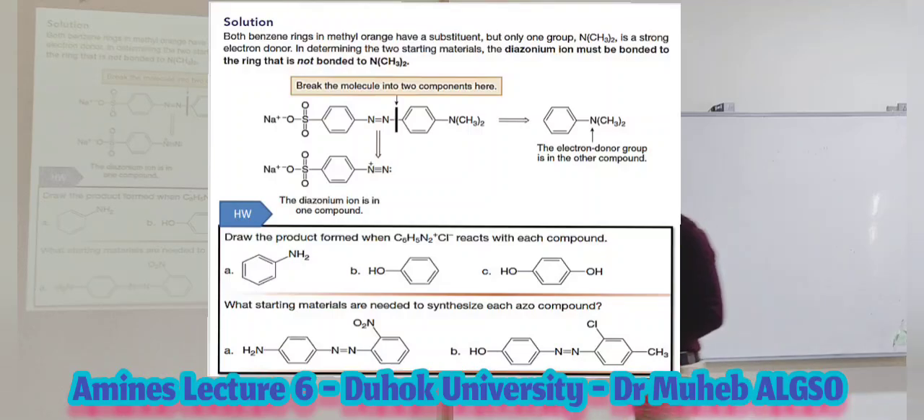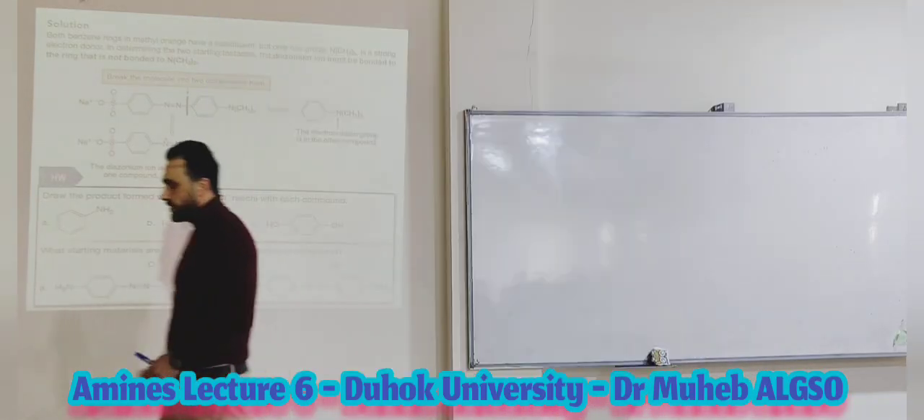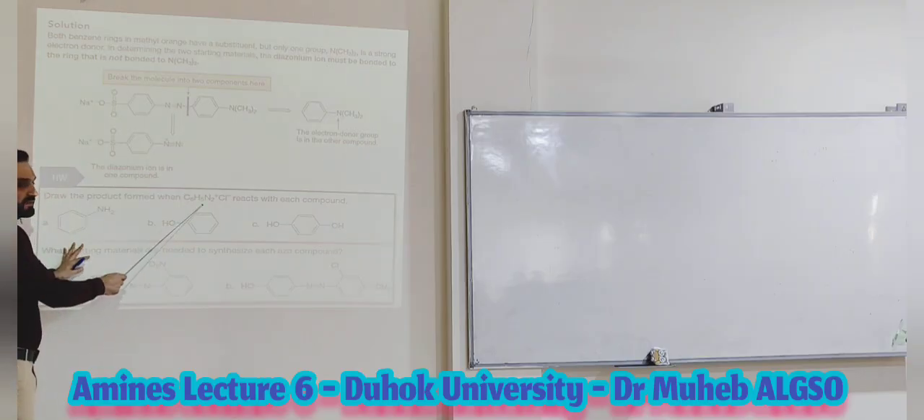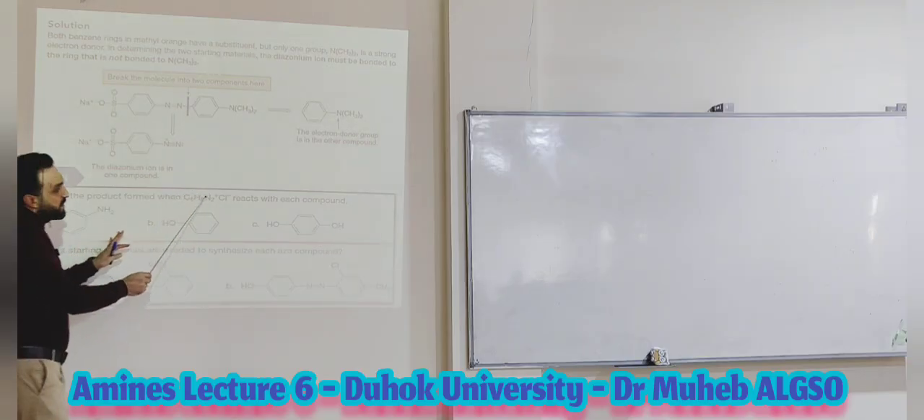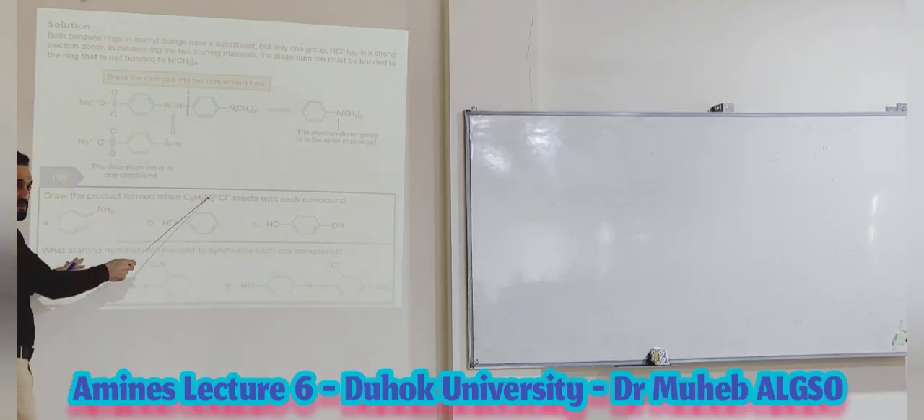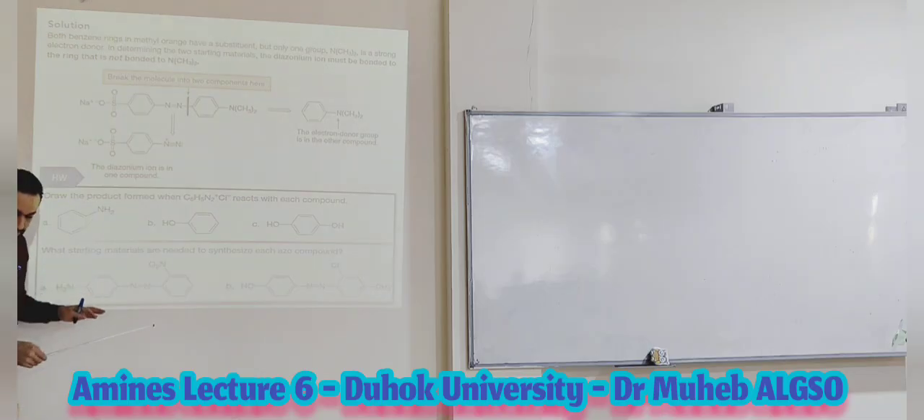Here, another question. Draw the product formed when this compound, look, we have a benzene ring here, reacts with each compound. That means the diazonium salt with one benzene ring reacts with this. Okay, with this. What is the product? Write the product. The substitution will happen where? It will happen here in the para position. N double bond N, ring, yes?